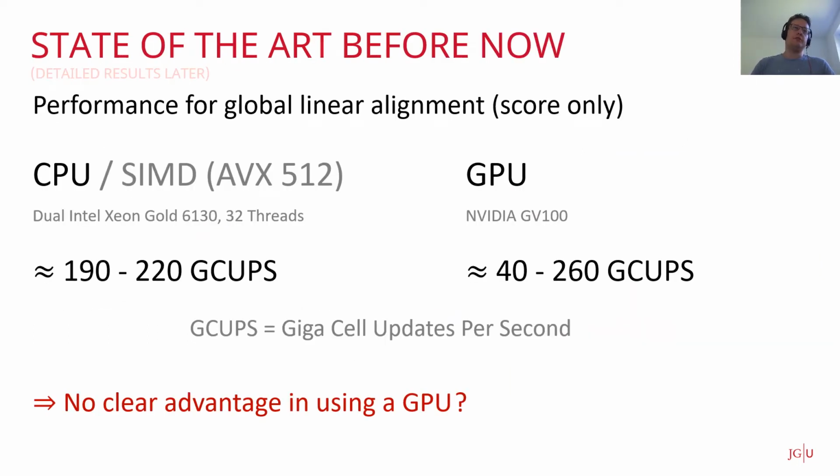Performance is usually measured in gigacell updates per second, GCUPS for short. To give you a few rough ballpark numbers, current state-of-the-art CPU libraries using AVX 512, for example, can achieve up to 220 gigacups on a 32-thread machine, while current GPU algorithms are around 40 to 260 gigacups for the same task on an NVIDIA GV100. So seeing these numbers, one could think that there is no clear advantage in using a GPU over a CPU.